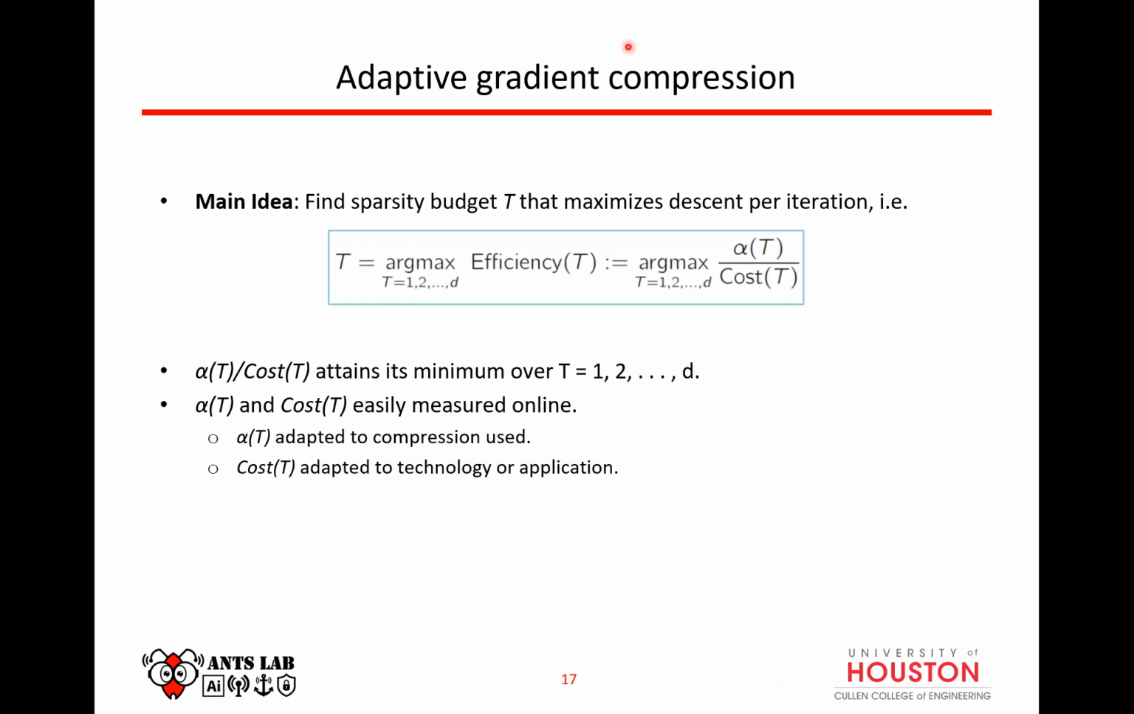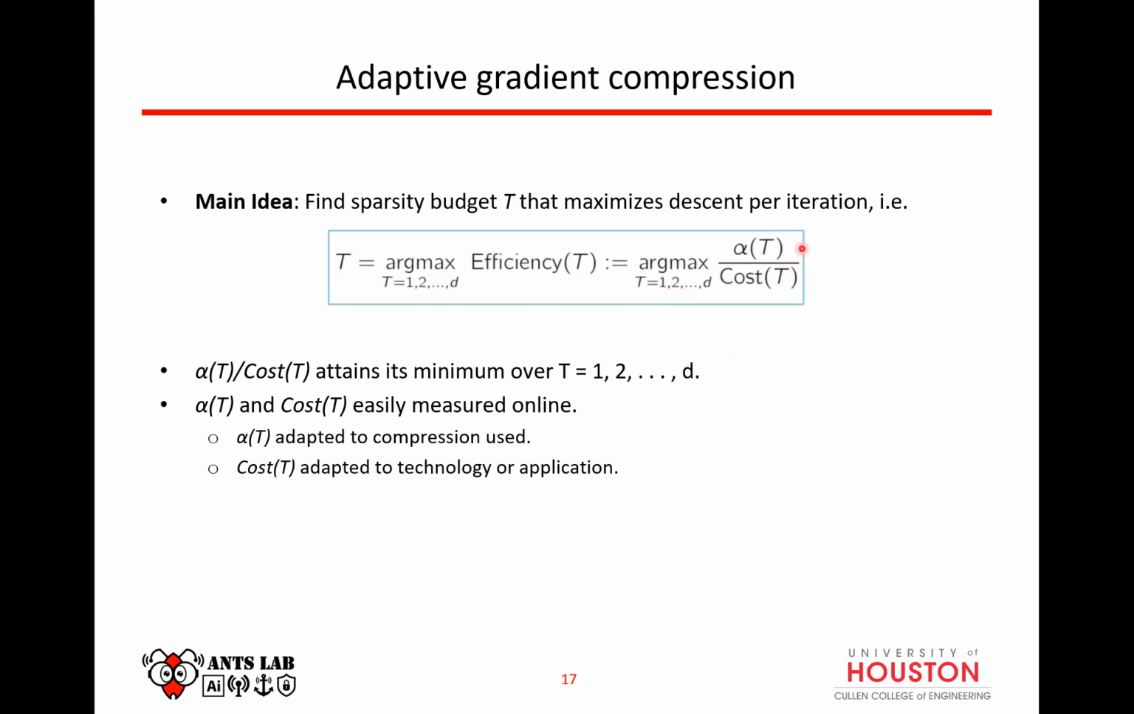So for any compression method that you consider, whether sparsification or quantization, let's say here we do sparsification, the main idea is to have a more adaptive way of choosing your sparsity budget. You will first try to find the sparsity budget T that maximizes your gradient descent progress per iteration. For that, you can use something called efficiency, which is nothing but your alpha value over the communication cost. So you're trying to do an argmax of this ratio of alpha over cost, which usually attains its optimum over t values from 1 up to D.